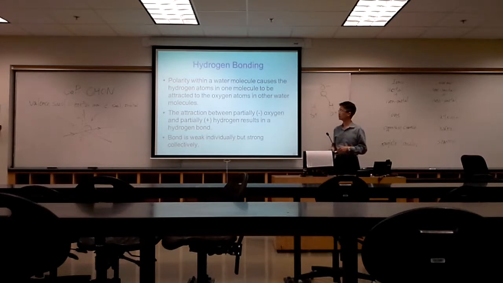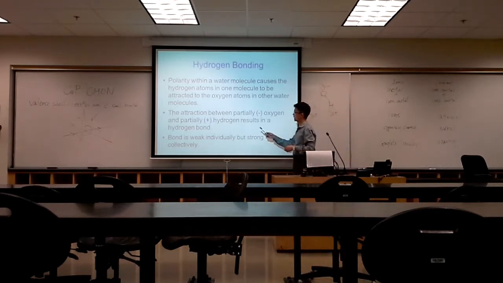Hydrogen bond. So we talked about ionic bond, covalent bond. The third type of bond we want to talk about is hydrogen bond. Hydrogen bond, I can tell you this right now, is the most important bond in living organisms. A lot of our properties in the body are based on hydrogen bond. We will talk about it now. But before that, what is a hydrogen bond?